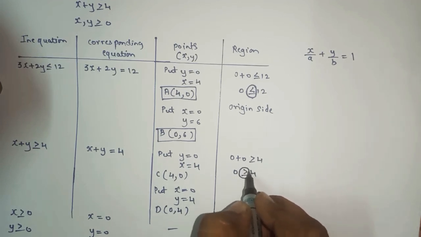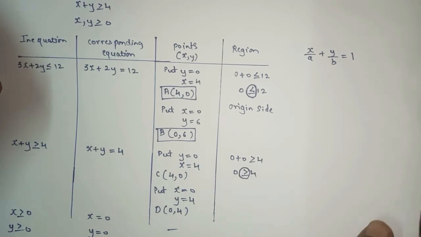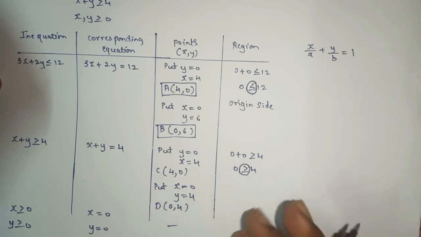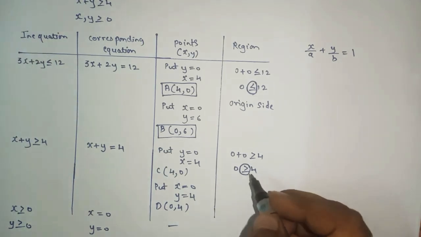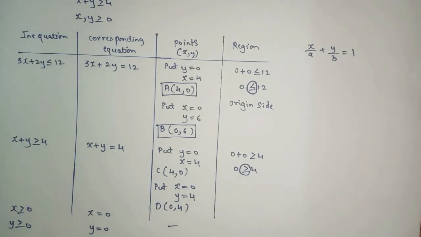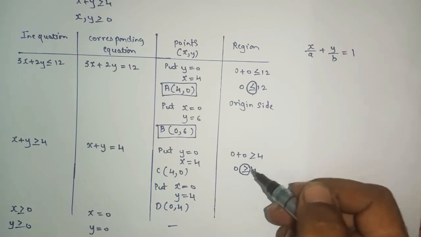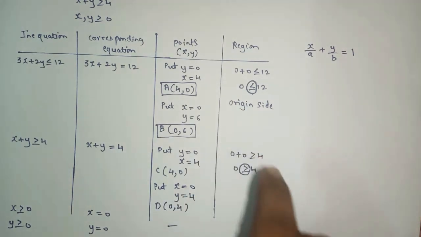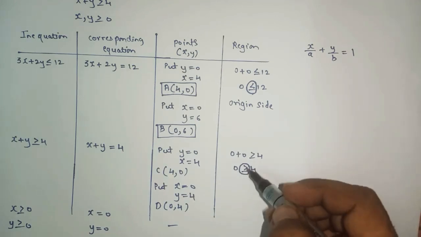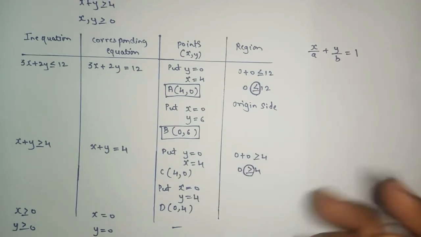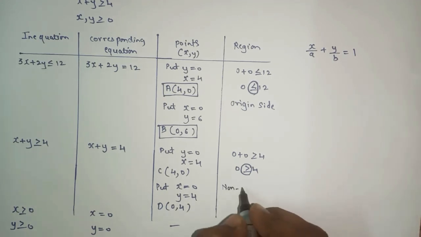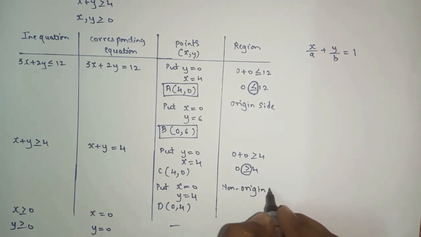Okay, out of these two conditions, one condition should be satisfied. Is 0 greater than 4? No. Is 0 equal to 4? No. Okay, none of these conditions is satisfied. Out of these two conditions, any one condition should be satisfied, then only can we write origin side. If it does not satisfy both conditions, that means it lies on the non-origin side.